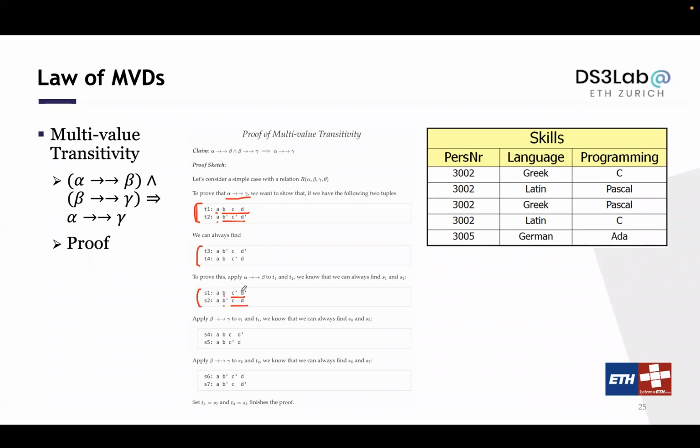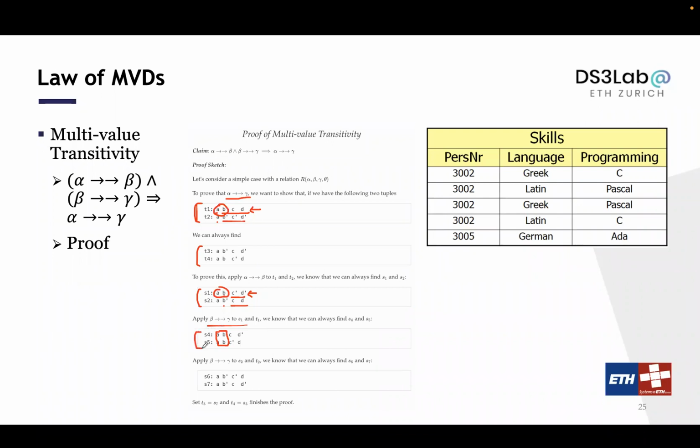And they'll say, okay, now I know S1 and T1 must be in my system. I apply the second multivalued dependency on T1 and S1. And then I will take those. They share the same A and B, right? As you can see, they share the same A and B. And then I swap the C and D. Okay. And then you have this S3 and S4 and S5.